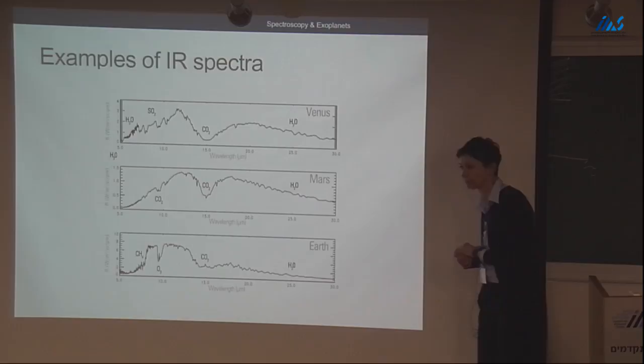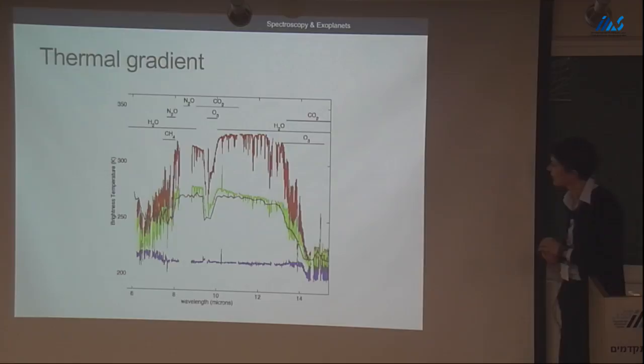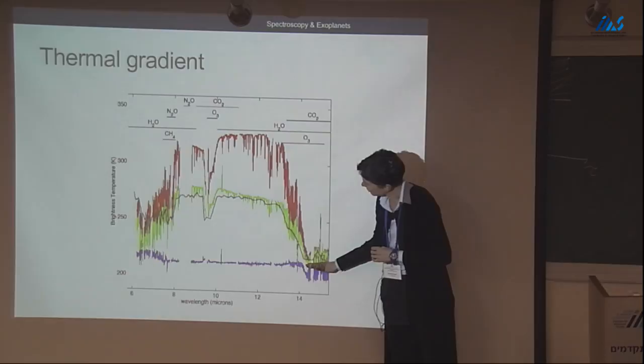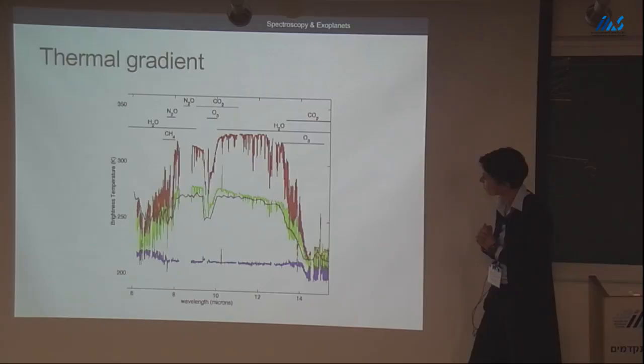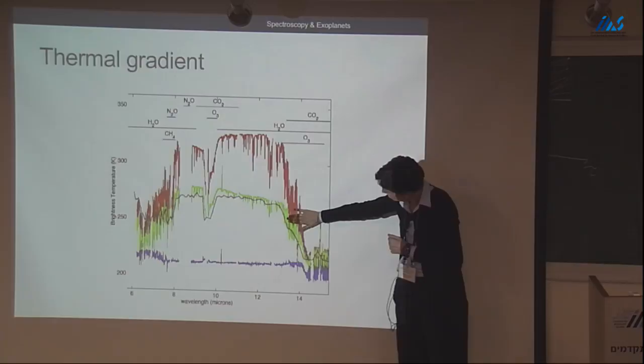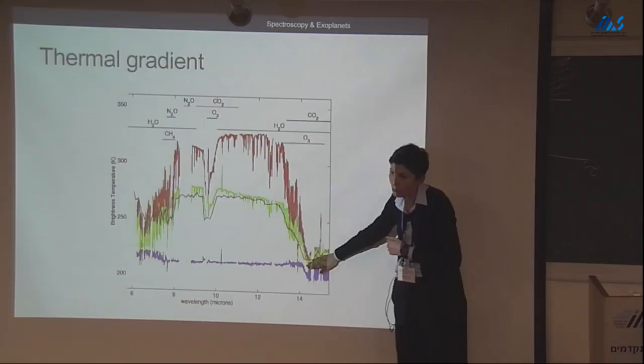Okay, very last thing on infrared spectra. Another quiz. These are three spectra which are expressed in brightness temperature rather than intensity of radiation, recorded from satellite for the Earth. And as you can see, they're very different. This one here has been observed on top of the Sahara desert, these on top of the mid-latitude, and these on top of the pole. They're very, very different. Who knows why they are so different?